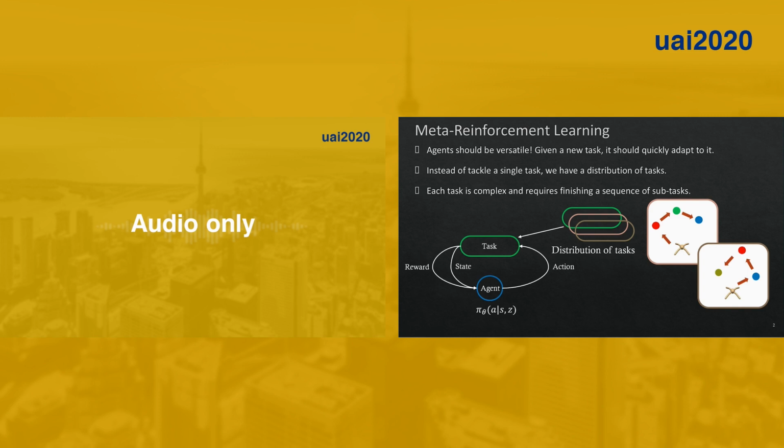In this work, we aim at meta-reinforcement learning where we have a distribution of tasks. The goal of meta-RL is to train an agent that can achieve multitask solving ability, and given a new task during test time, the agent can quickly adapt to it without the need to train from scratch.